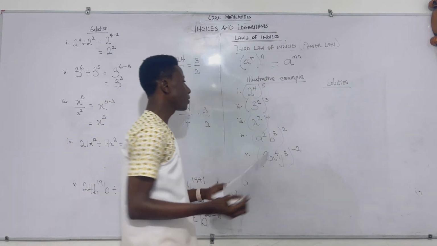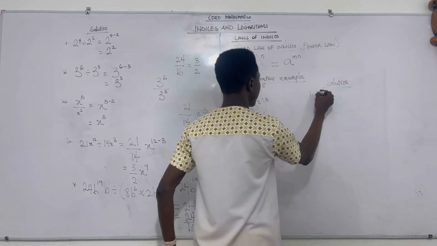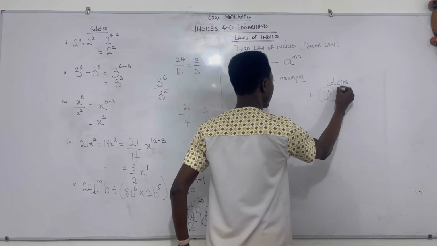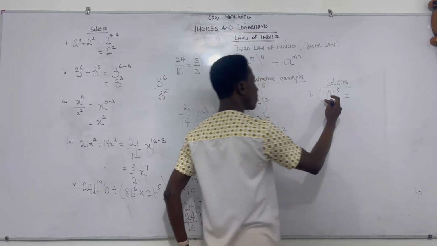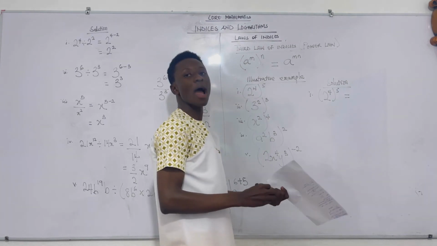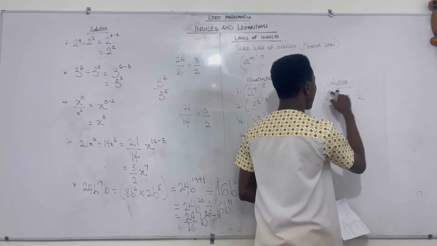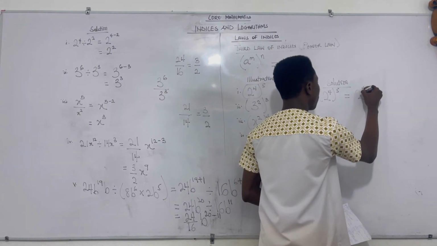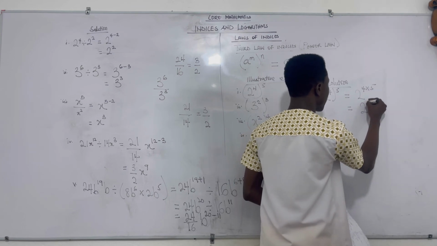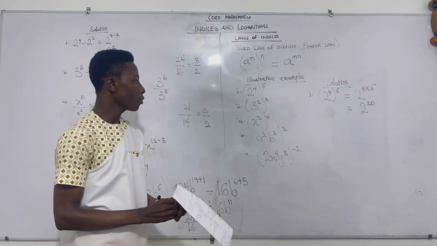So with the first one, I think it will be easier for us to do that. With 2 exponent 4 power 5, I told you when you have a number with an index raised to another index, just pick the number and multiply the powers. So you're going to have 4 times 5, and this will give you 2 exponent 20. Great.